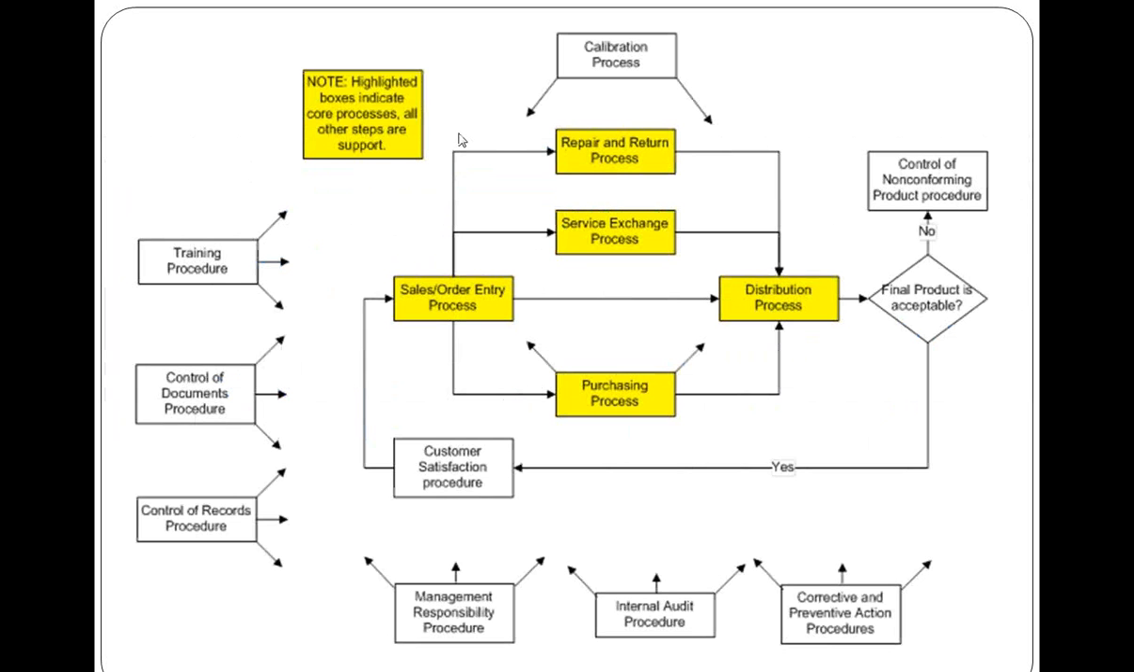Here's another. In this instance, the highlighted boxes are considered core, and everything else kind of around it that isn't highlighted is considered support. And again, you can see the typical designations. And you'll note, here they don't call it production. They call it distribution, service exchange, repair and return. These are the processes as the organization understands them. And again, that's a very important point that I want to make today. These are your processes for you to name as you see fit.